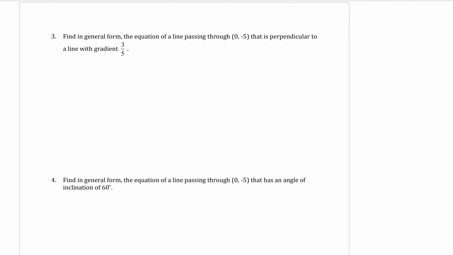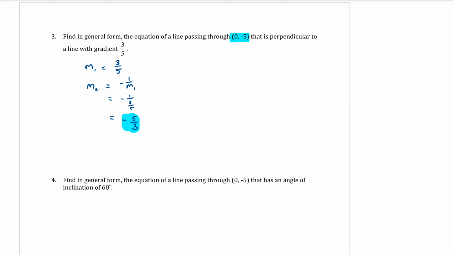So the gradient that I've been given is going to be my m1. That's 3 over 5. The perpendicular gradient, the m2, I need to do minus 1 over m1, which is minus 1 over 3/5. Now, 1 over any fraction turns the fraction upside down to become 5 over 3, and it's negative now. So I want to use this gradient, the perpendicular gradient, and I want to use my point, which is up here.